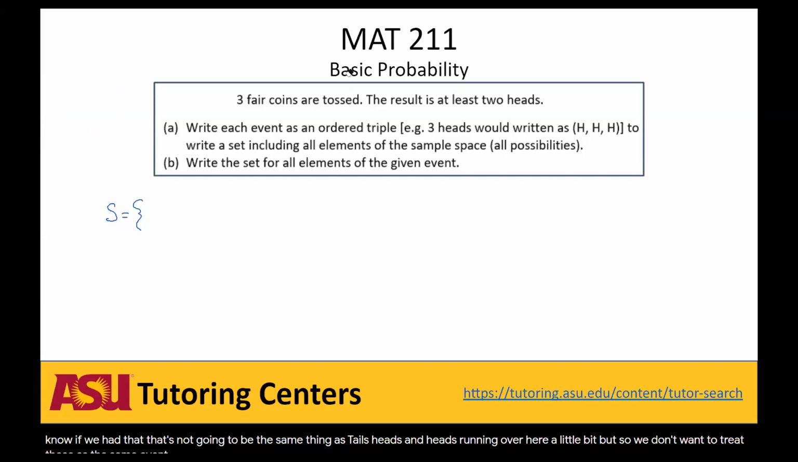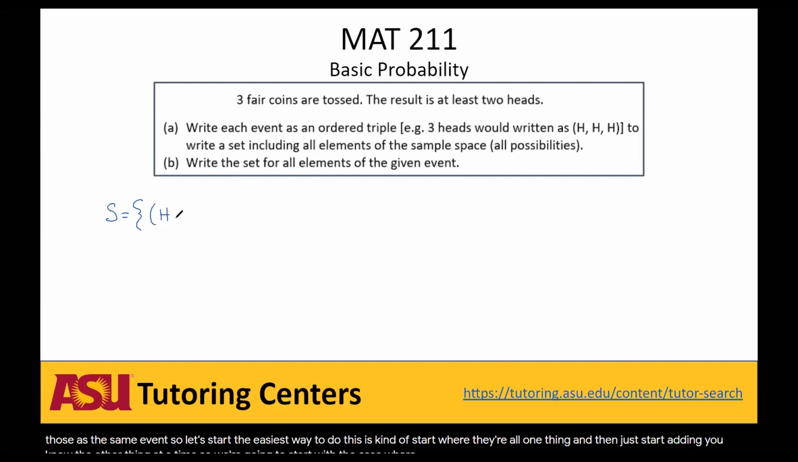So let's start. The easiest way to do this is to start where they're all one thing and then start adding the other thing in one at a time. So we're going to start with the case where we get all heads. Heads, heads, and heads. There's only one way for that to happen, and that's when all 3 of them are heads. There's no way of reordering that differently.